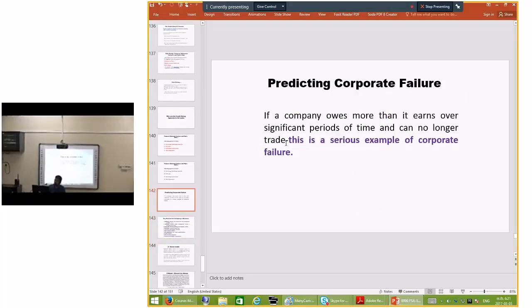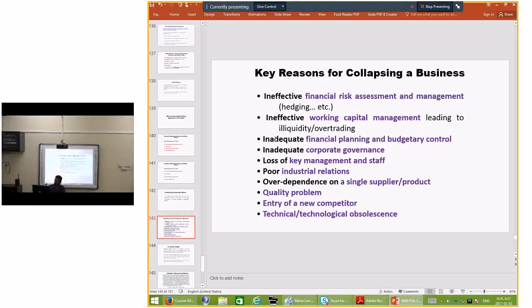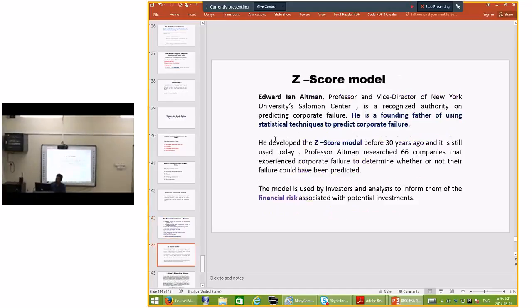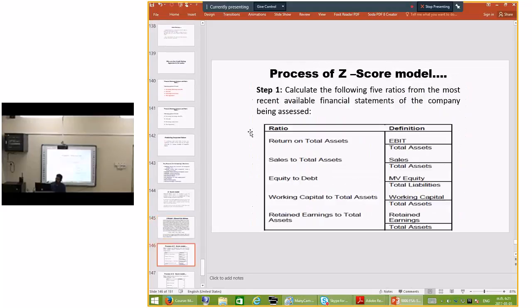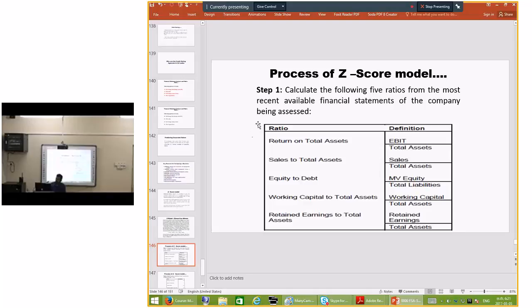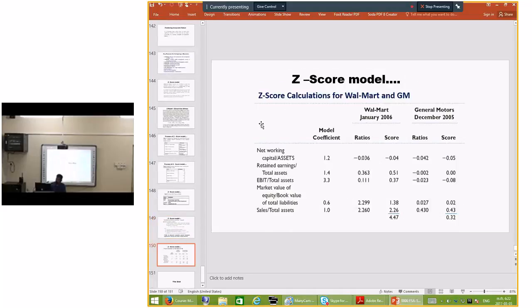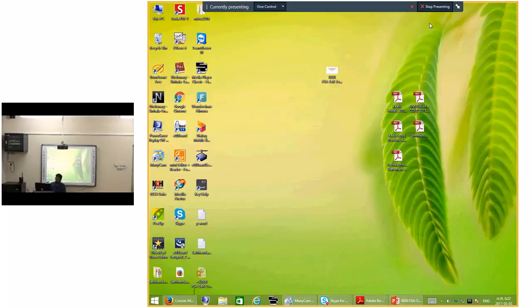Then the next one is predicting corporate failure models, right? I think you are aware of that model. I'm not going to discuss in detail. Additional details here. This is Edward Altman, Altman Z-score model, right? Then these are the details regarding it. Altman model. Again, you can read that book. That's all.